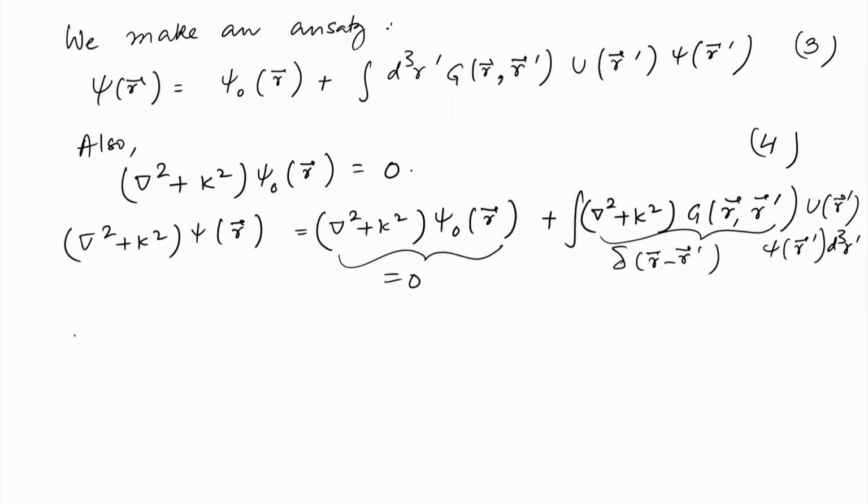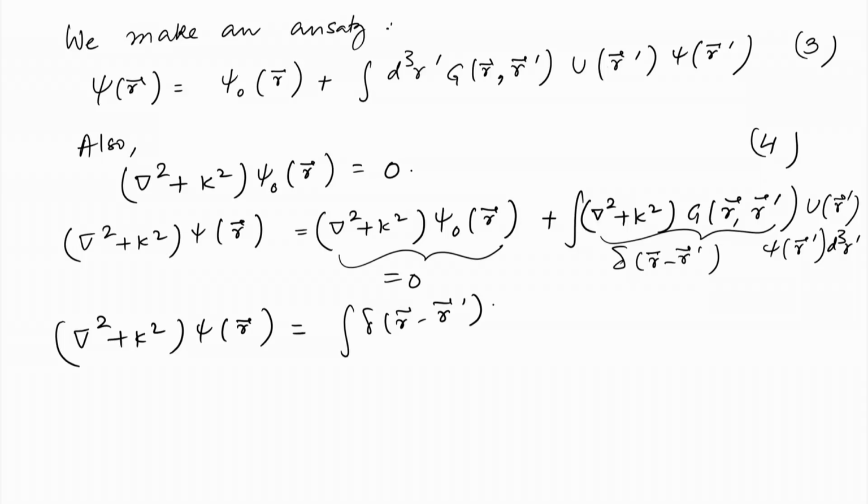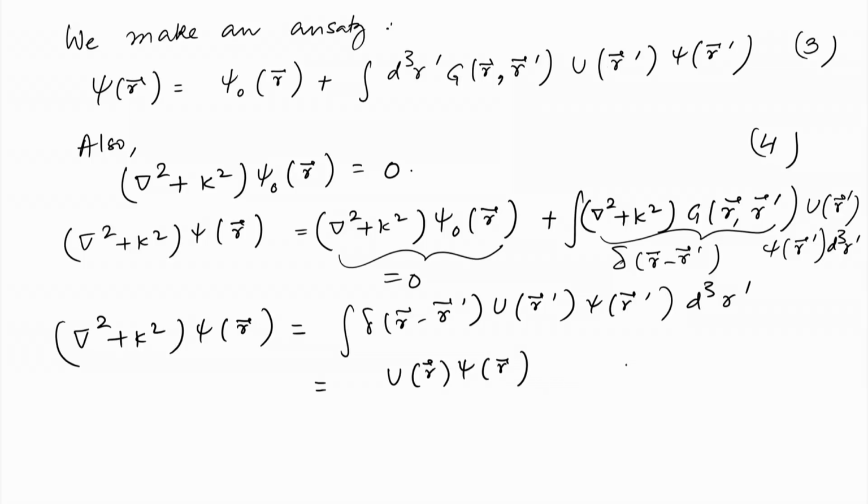So, that tells you that this plus this, psi of r, is equal to the integral of delta of r minus r prime, u of r prime, psi of r prime, d cube r prime. Now, that of course is nothing but u of r psi of r, which is equation 1. So, that means 3 is indeed a solution for the Schrodinger equation. Okay. So, that way we are convinced that this is the solution for that.